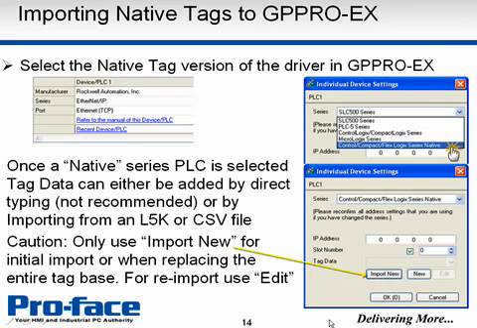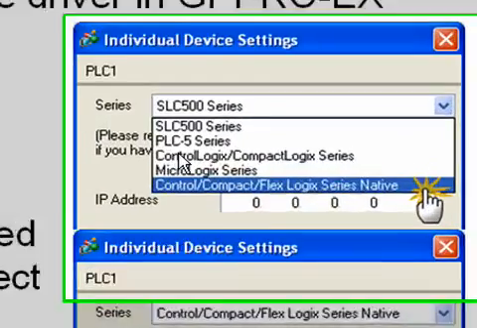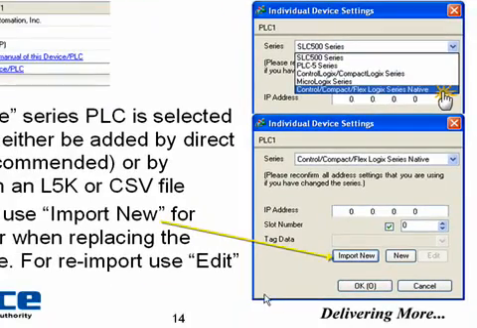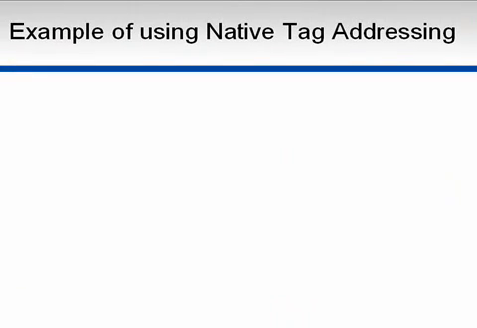And on the other side, in GP Pro EX, once you've saved your project in that L5k format, what you do is you choose the version of the driver. Unlike the tag mapping, the PLC mapping version that we had before, we choose the one called native. And once we've done that, we can now import the entire L5k file into the GP Pro EX database. And I'm going to show you how we do that.